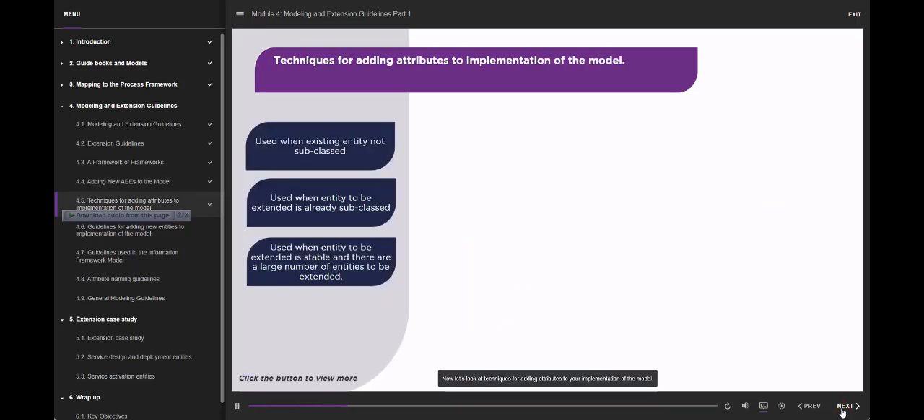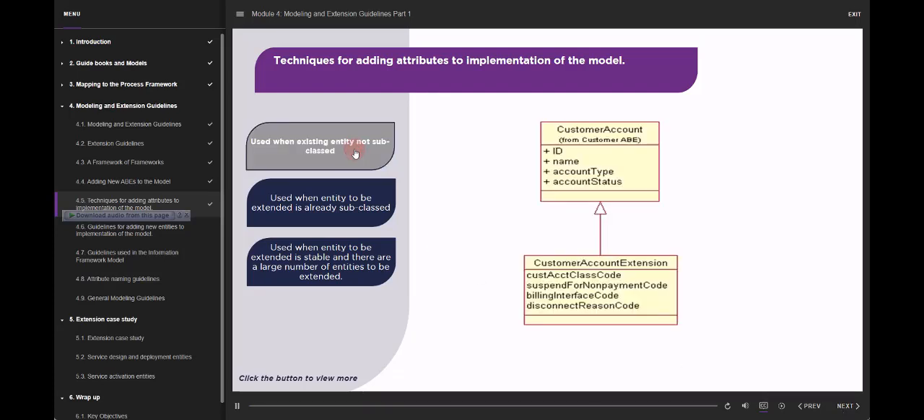Now let's look at techniques for adding attributes to your implementation of the model. We'll look at 3 techniques for adding attributes to existing framework entities. Here, the existing entity customer account is not subclassed. Therefore, the blade or subclassing concept can be used to add enterprise-specific attributes. The word extension does not have to be used to indicate that the new entity is an extension. Some guidelines should be chosen and consistently used. Many modelers add a 2 to 4 character prefix followed by an underscore.